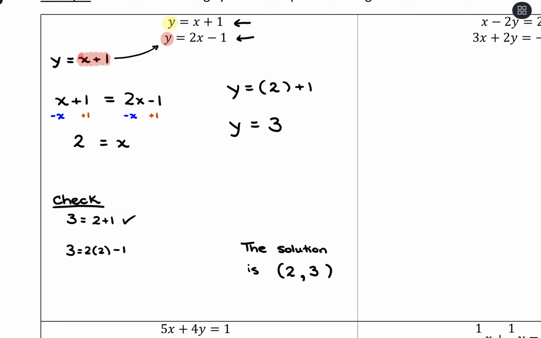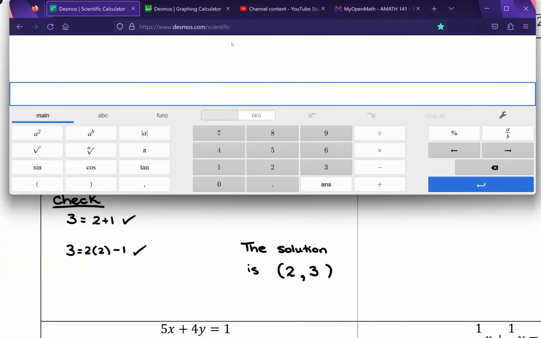So 4 minus 1, which is in fact 3. All good there. Another thing you could do to check your answers, if you want to use Desmos, is plug into the scientific calculator.